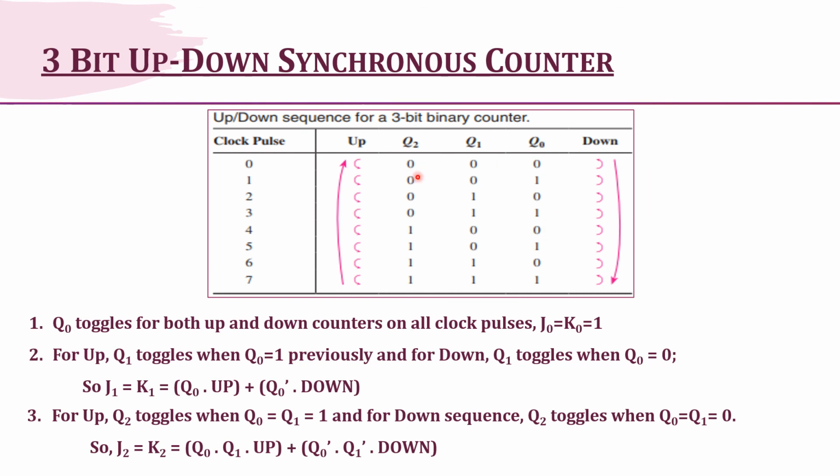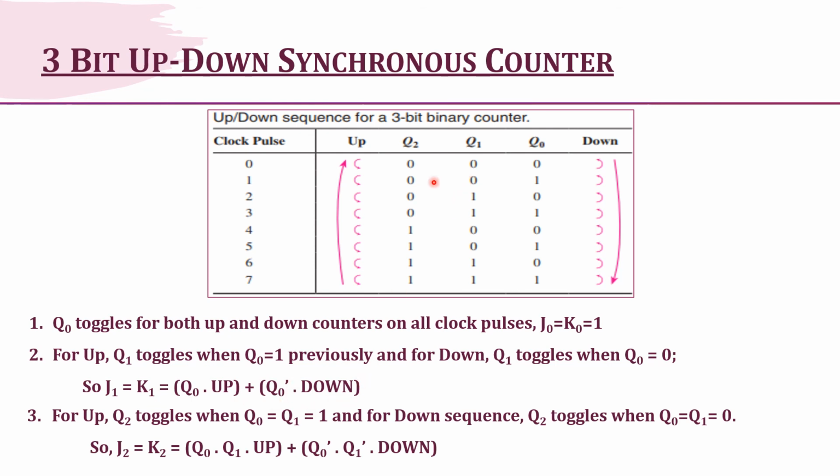Fine. Then when we look into this Q1, for the up sequence, this Q1 toggles when Q0 is equal to 1 previously. And for the down sequence, this Q1 toggles when Q0 is equal to 0 previously. So we can write the equation for J1 and K1 as Q0 into up plus Q0 bar into down. That is, when Q0 is equal to 1, it performs the up operation. When Q0 is equal to 0, it toggles on the down sequence.